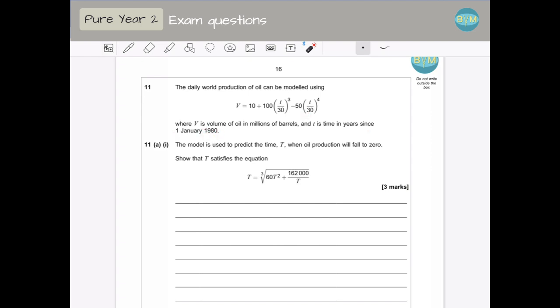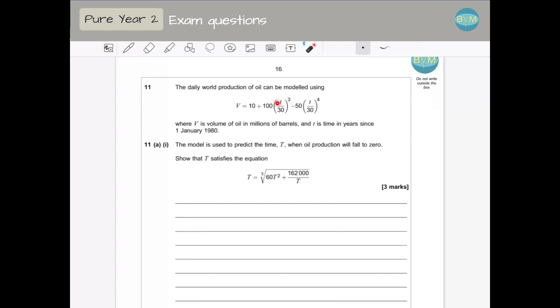1980. The model is used to predict the time t when the oil production will fall to zero, so when this is equal to zero, and we have to show that t satisfies this equation. So we are going to prove the iteration formula. We are making this expression equal to zero and making one of the t's the subject. We have to think which one?